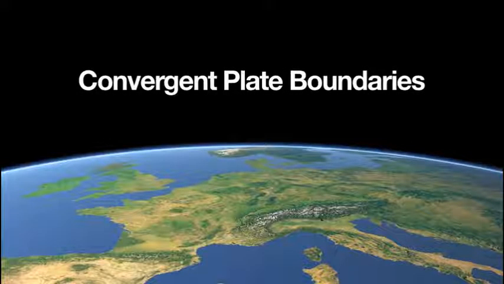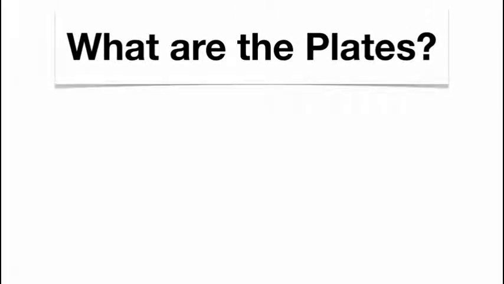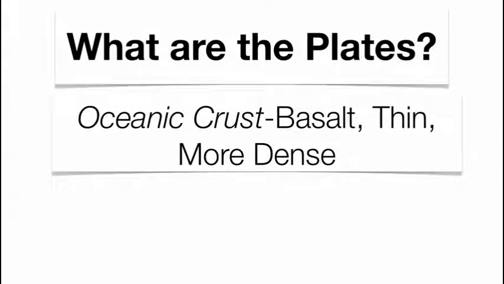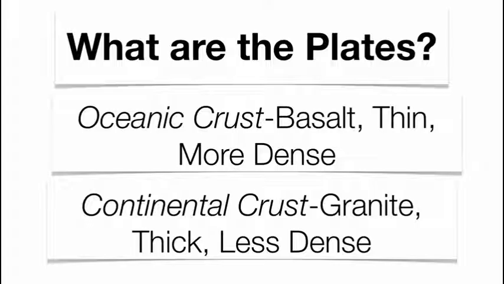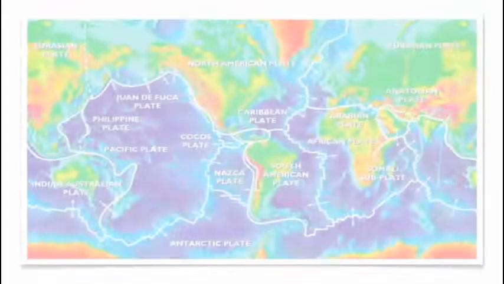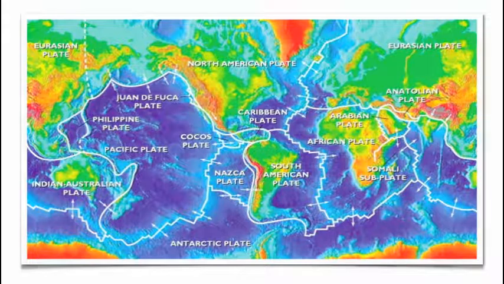Plate boundaries. In order to understand convergence, we've got to talk a little bit about the crust. Now, our crust, or our lithosphere, is broken up into different sections called plates. Our plates can either be made up of oceanic crust or continental crust. Please know the difference between the two of them, because when those two types of crust interact with each other, they're either going to slide side by side, they're going to pull apart from each other, or in this case, they're going to crash together.